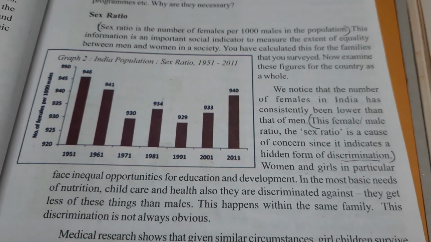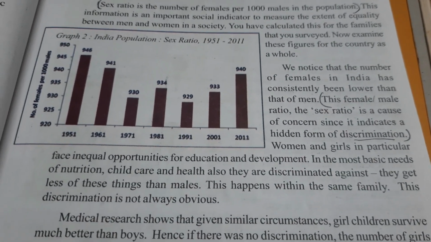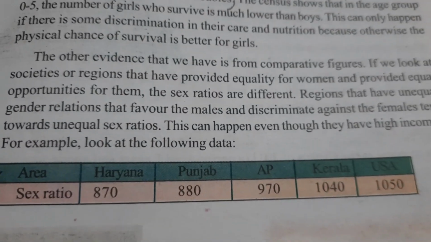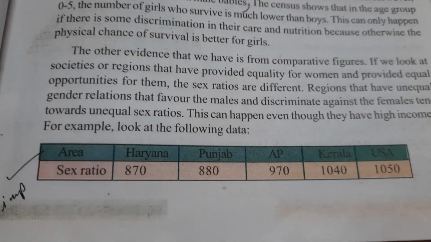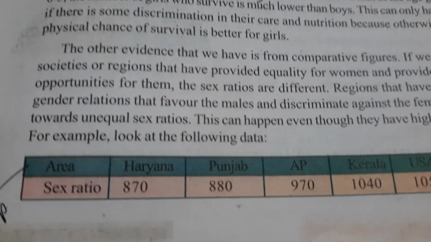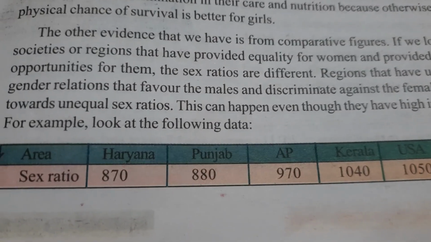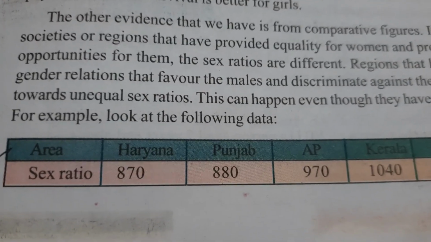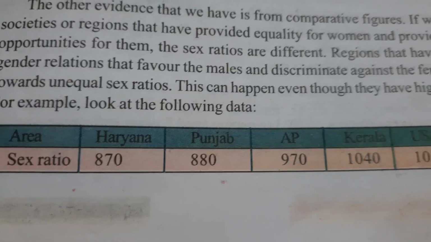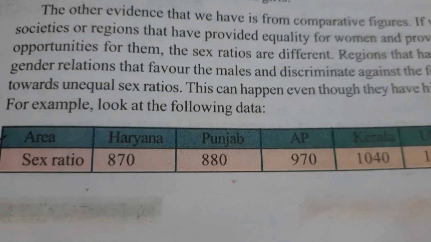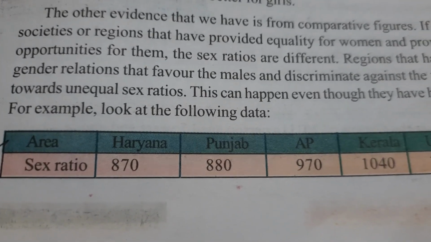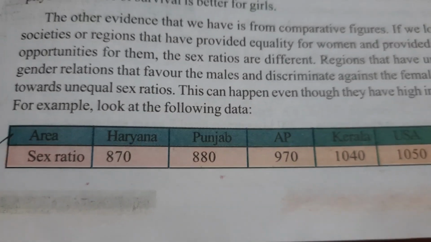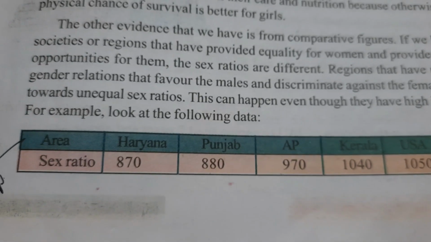Now, the sex ratio does not depend on the per capita income. One very important thing, children: the sex ratio shows us the mindset of the people in a society. We will find some states that are very rich, and per capita income is also very high compared to other states, but the sex ratio is negative compared to other states. So it all depends on the mindset and thought of the people living in that particular society.